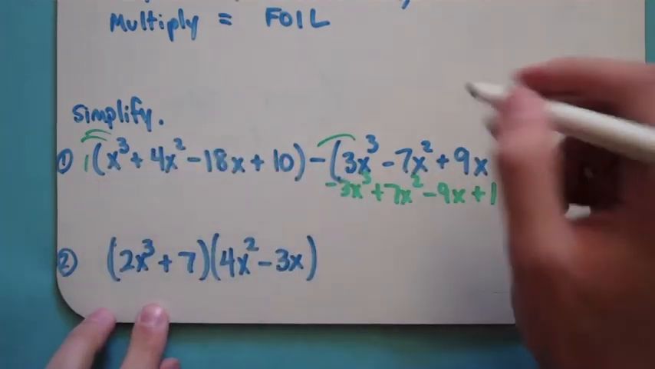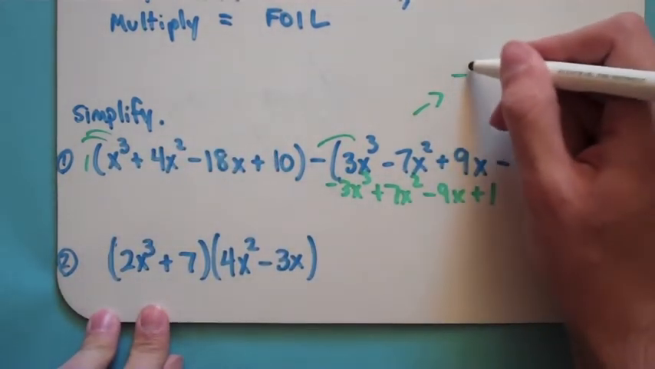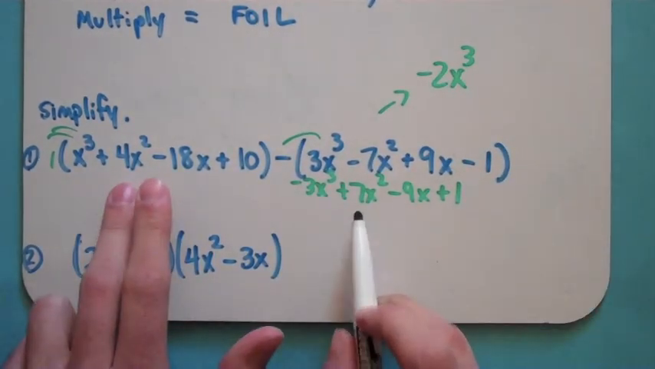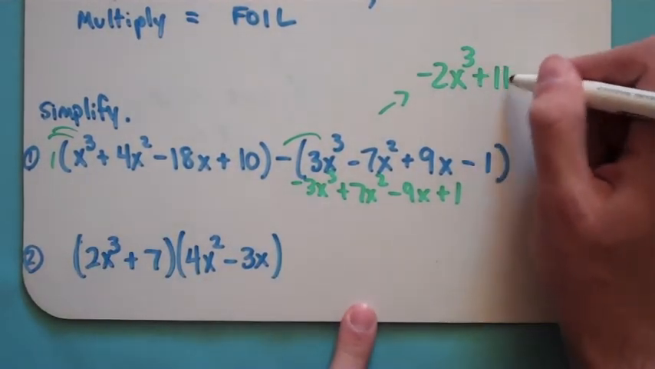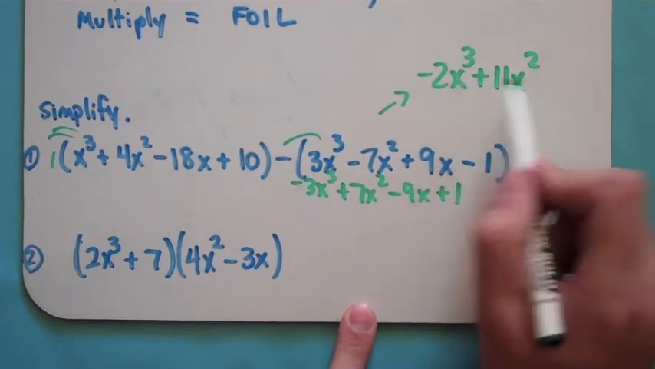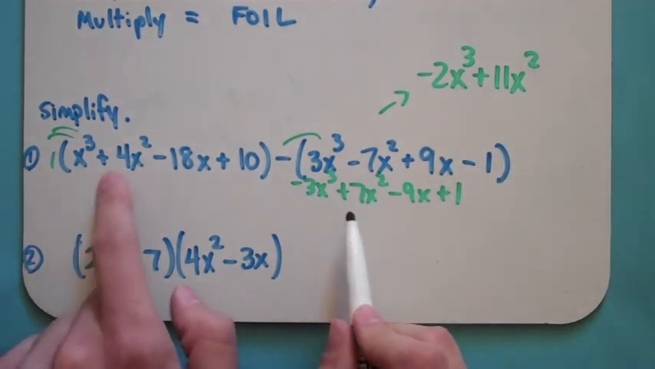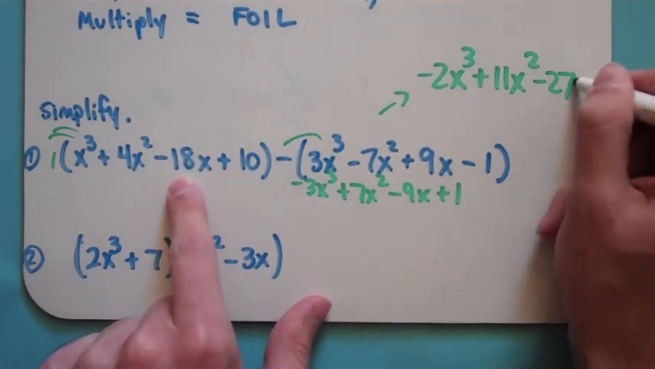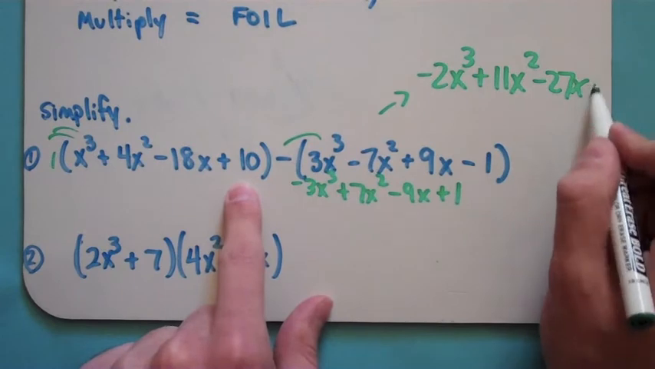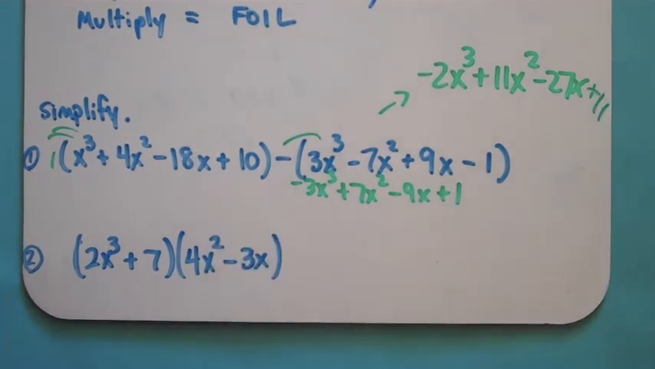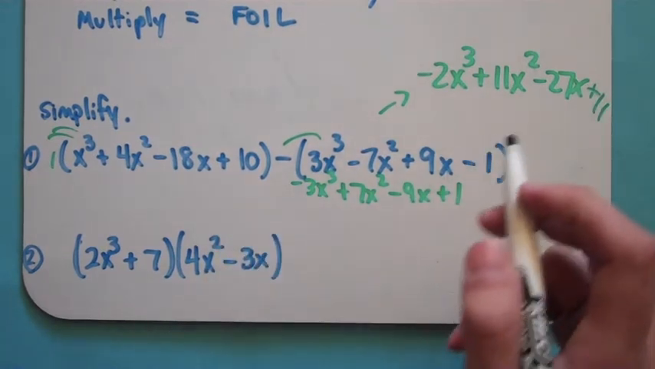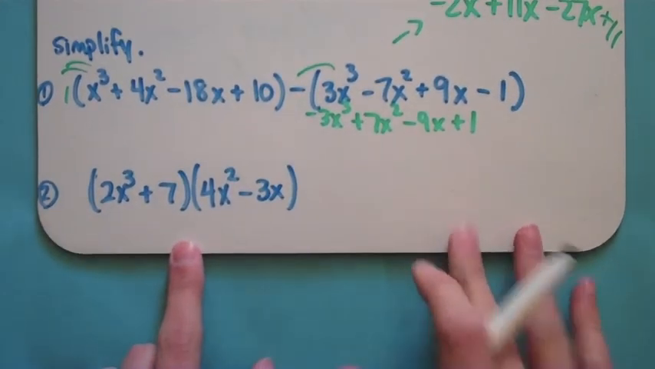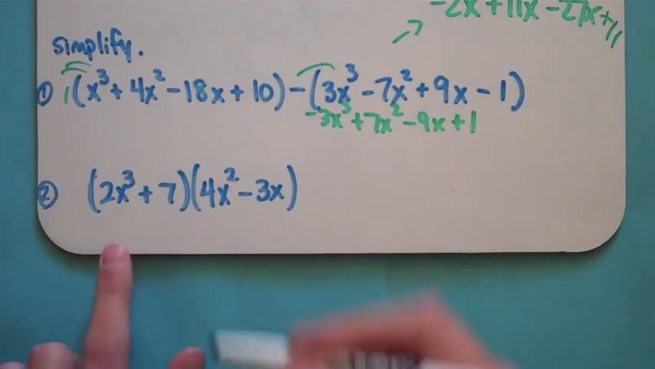But if you actually combine these, I'll put my answer up here for that. You'll get negative 2x to the third. We'd have a 4 and a 7, so it's going to be a plus 11x squared. Notice exponents don't change when you combine like terms, so those don't change, those don't change. We'll get a negative 27x, and finally a plus 11. That's all there is to adding and subtracting polynomials. That looks really messy here. Minus 27x plus 11. When you're multiplying polynomials together, you're going to do FOIL, just like always.